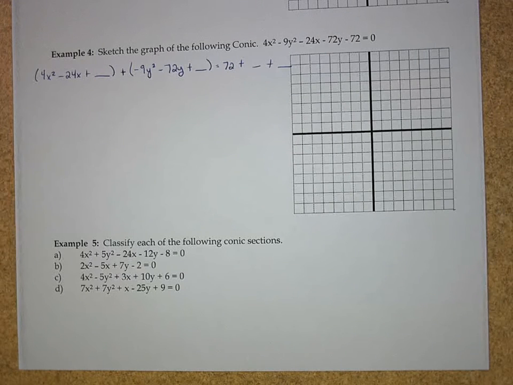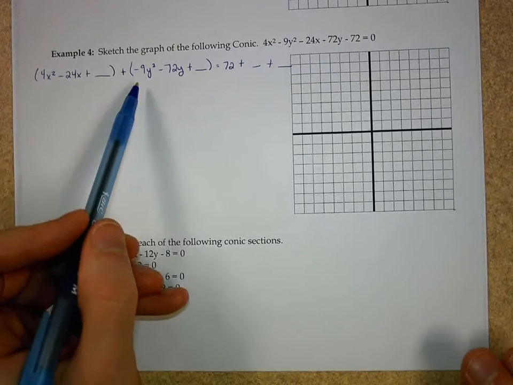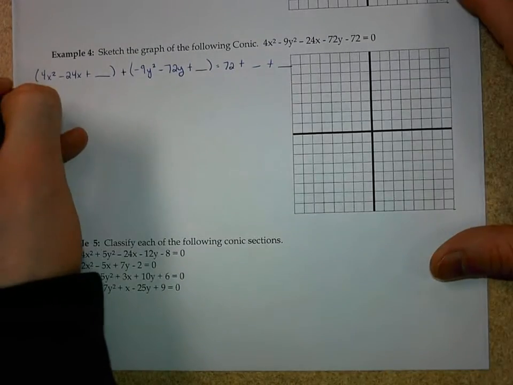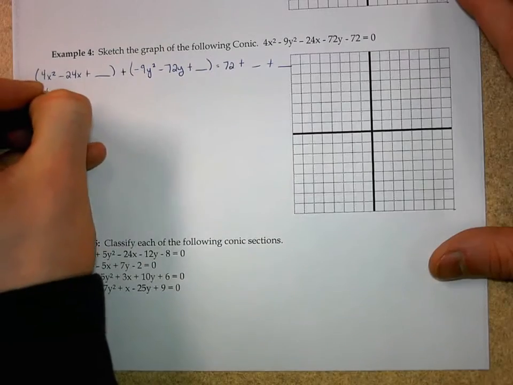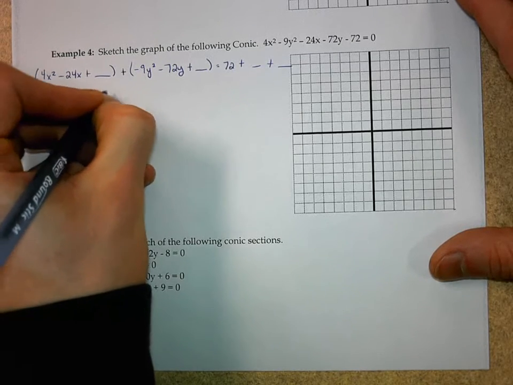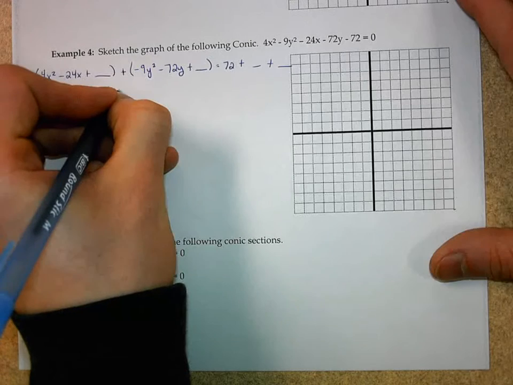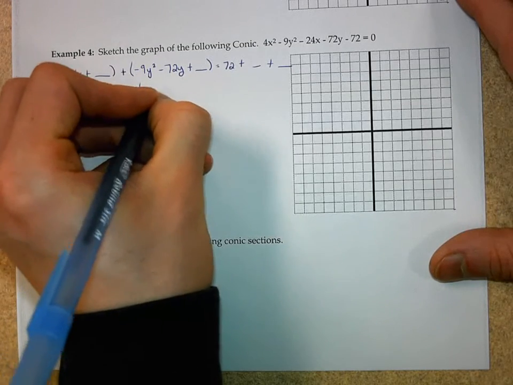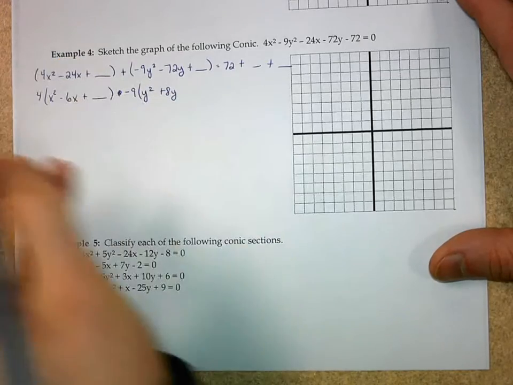Now, when I do this, I'm going to have to do some factoring. I'm going to have to factor out, in this case, a 4 from the first piece and the negative 9 from the second piece. So let's start by pulling that out. So 4 times x squared minus 6x plus blank. And then out here I'm going to actually have a negative 9 I pull out. So y squared plus 8y.